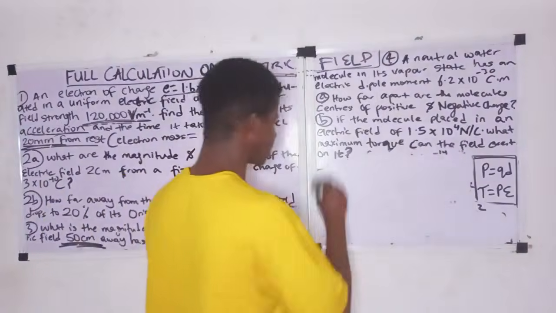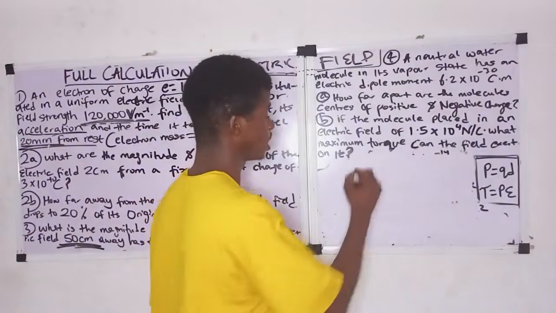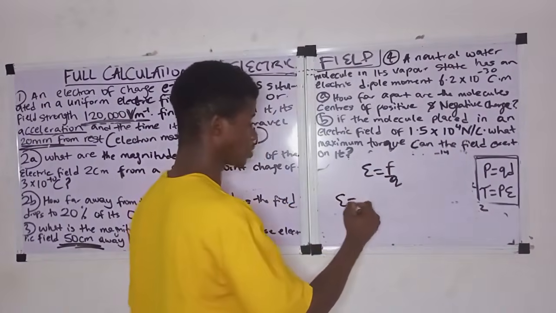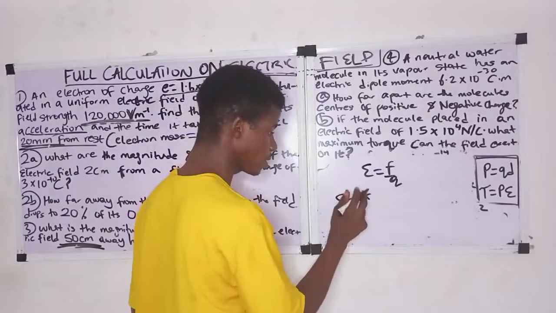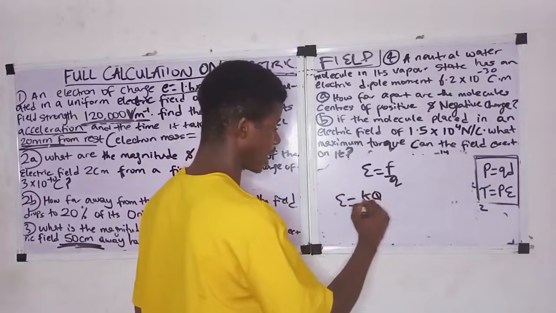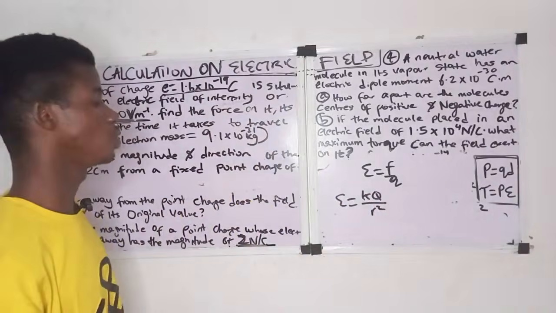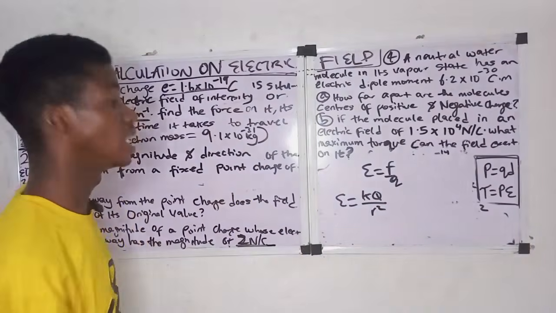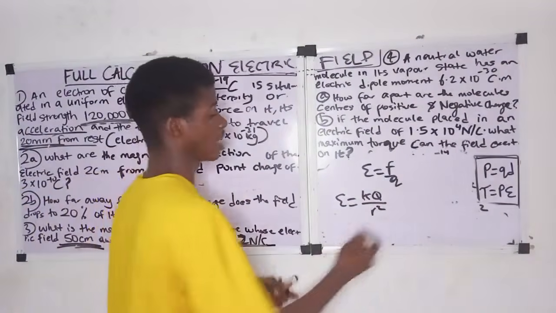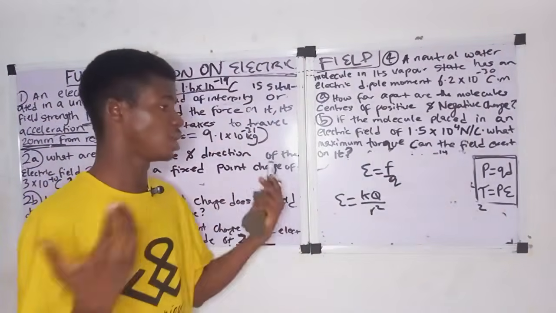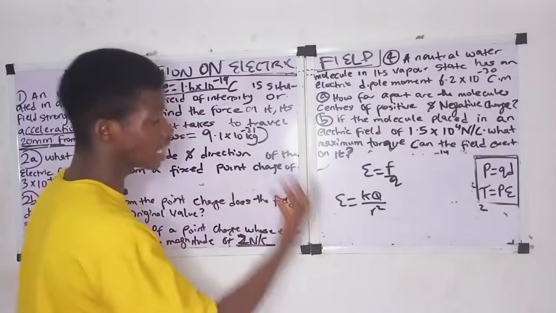Remember, in our previous class, I gave you different formulas for electric field. Electric field is equal to force over charge. Also, electric field is equal to K times charge divided by R squared. So these are other formulas for electric field. You can go and watch our previous class and you will see it for yourself.